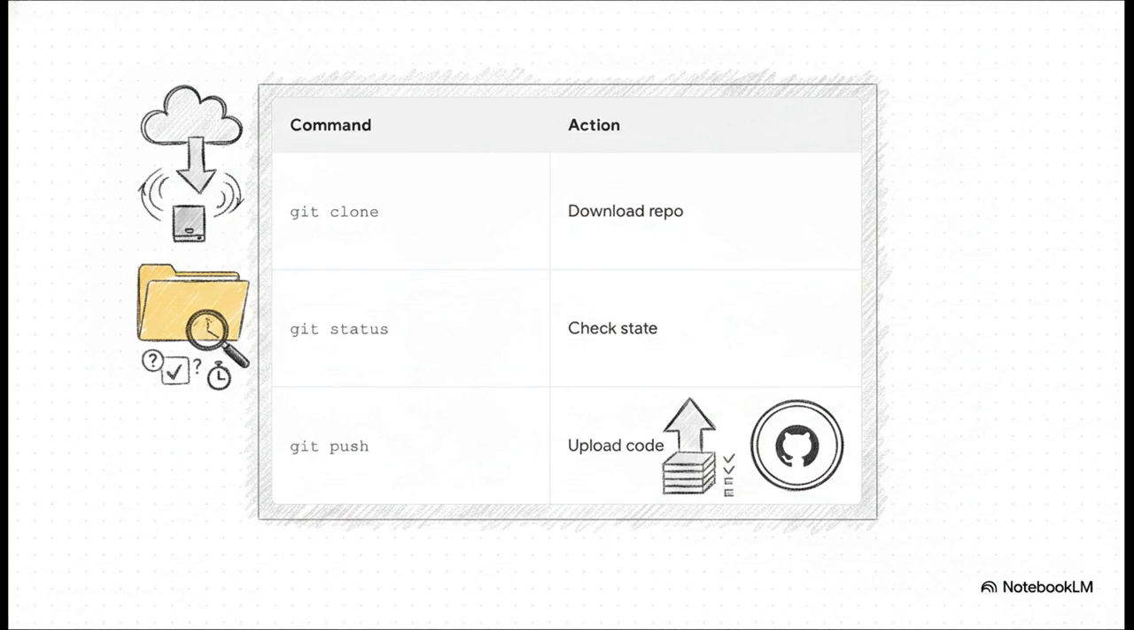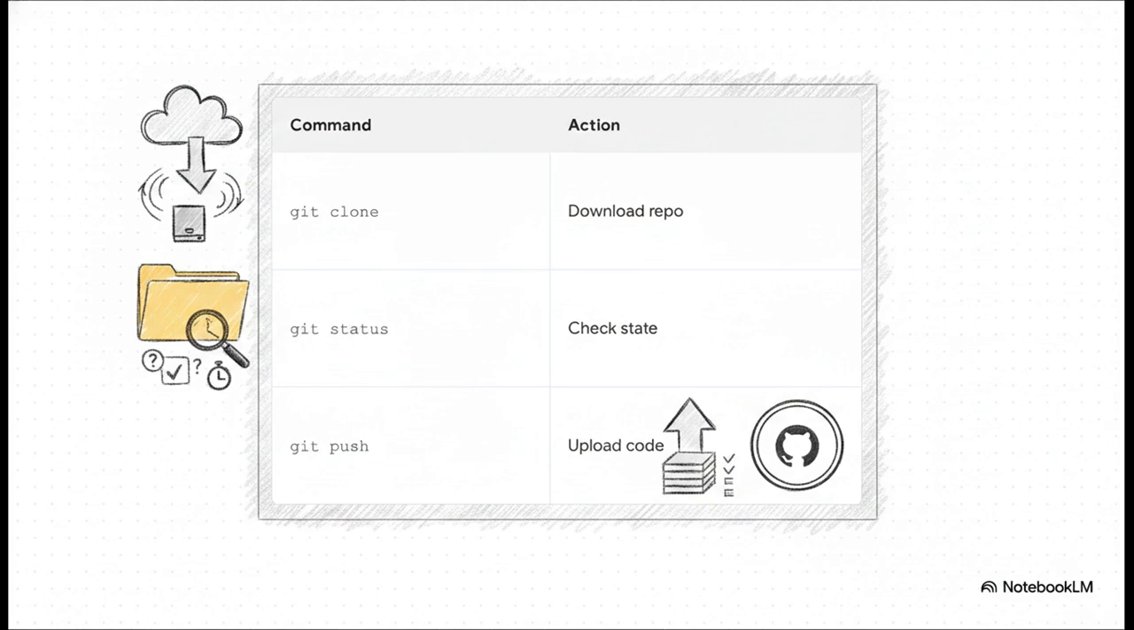You're going to use these literally all the time. First, Git clone lets you download a remote repository straight to your machine using a URL. Then there's Git status, which is basically your best friend. It checks the exact state of your files to tell you if they're untracked, modified, or safely staged.